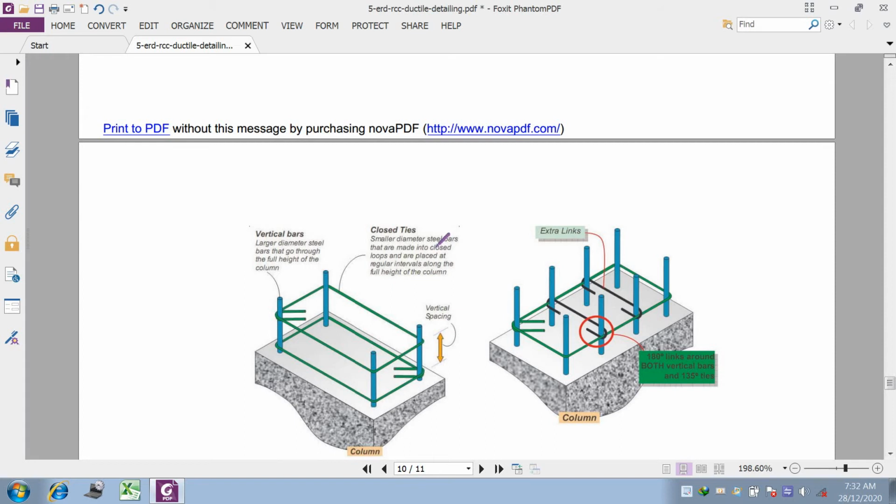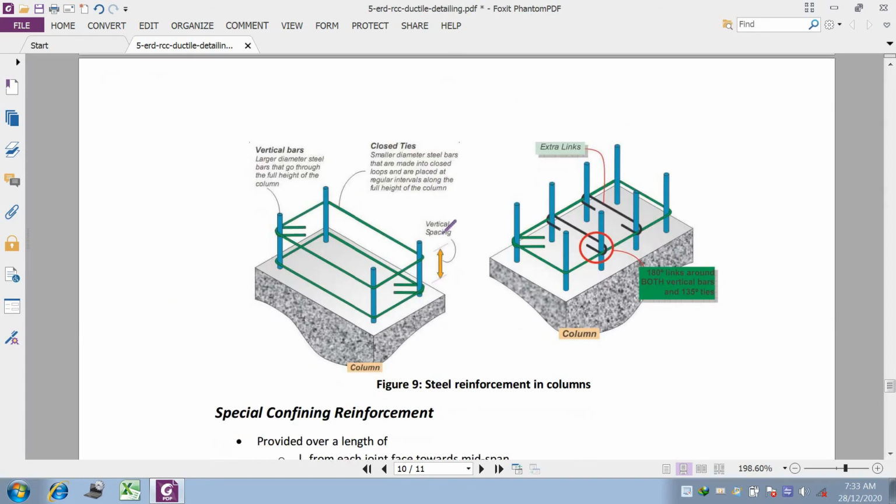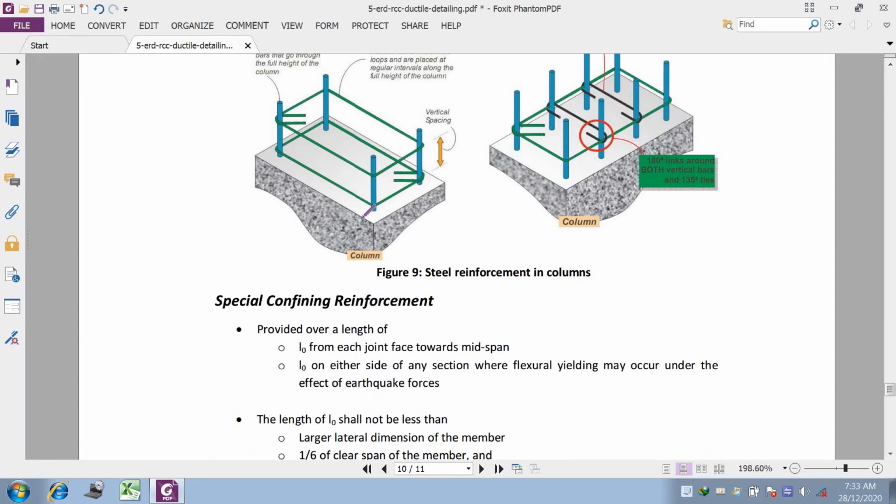So, similar to the beam case, here also the links can be properly anchored by using a 135 degree bend. Then the spacing of the hoop shall not exceed B by 2, where B is the least lateral dimension. Then the spacing of the parallel legs of the rectangular hoop shall be less than 300 mm. Then provide a cross tie if possible, if the length of any side of the hoop is greater than 300 mm. So these are the typical provisions which can be provided in columns.